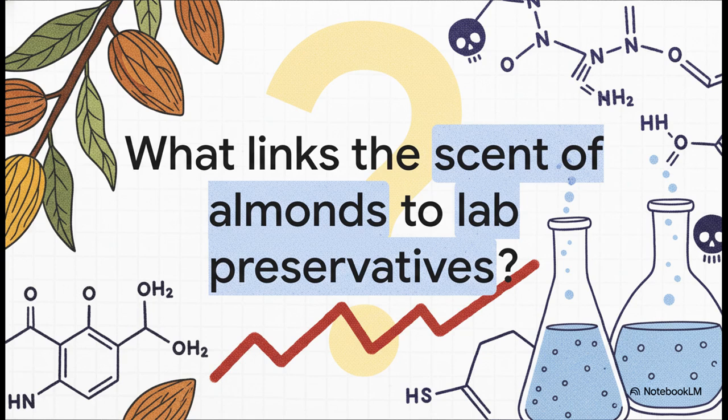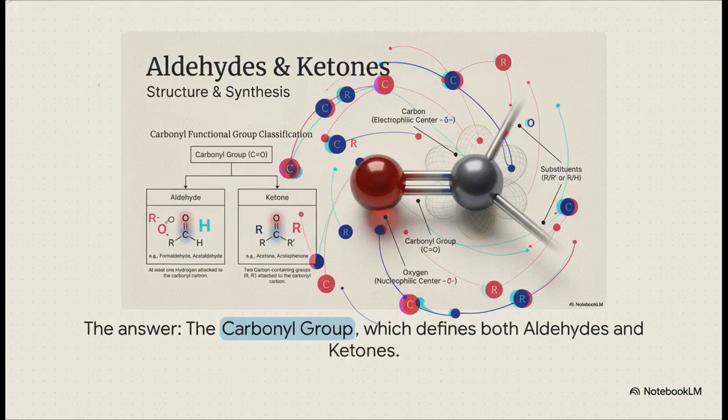What on earth could possibly connect the lovely, nutty smell of almonds with the really sharp preservative smell of formaldehyde they use in biology labs? I mean, they seem like they're from completely different universes, right? But believe it or not, they share a core chemical feature. And the answer is the carbonyl group.